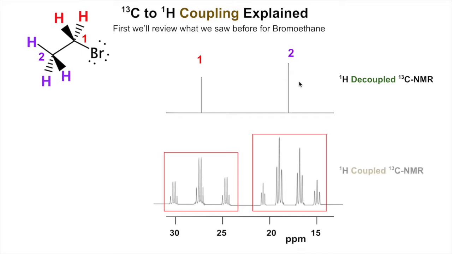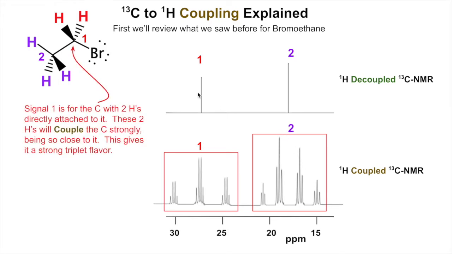Here's what the spectrum looks like if we allow the hydrogen atoms to couple. It looks like a triplet of quartets, so 3 quartets, or a quartet of triplets, 4 triplets. Let's explain what's going on there. So that would be signal 1 proton coupled, and that's signal 2 proton coupled.